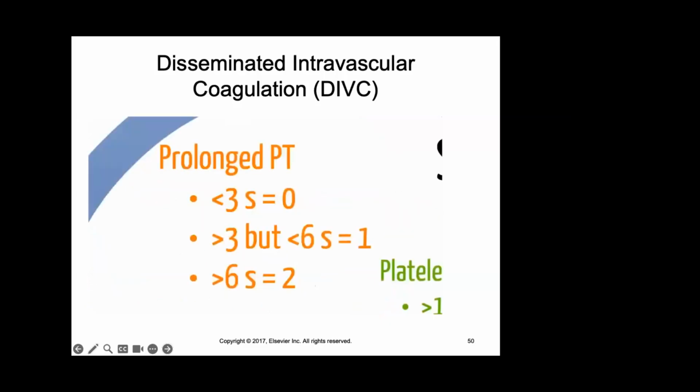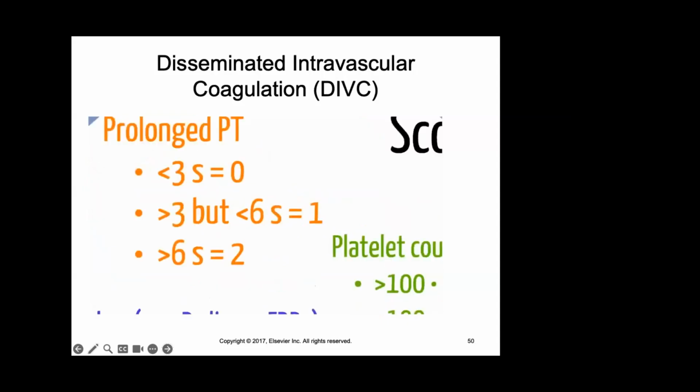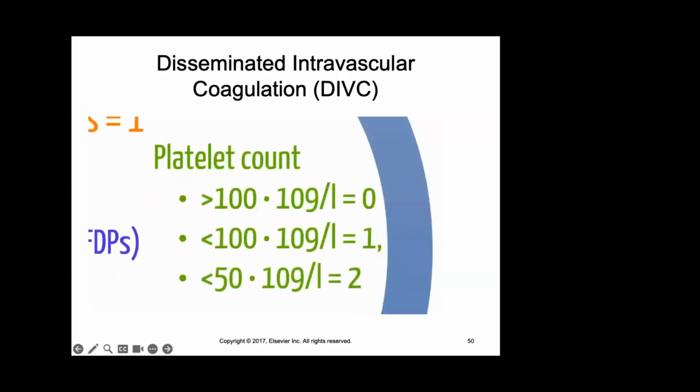So for your PT, if your PT is less than 3 seconds, you get 0 points. Greater than 3 but less than 6 seconds, you get 1 point. And then greater than or equal to 6 seconds, you get 2 points. Now let's move to the platelet count. So for patients who have a platelet count of greater than 100,000, you get 0 points. For patients who have platelets between 50 and less than or equal to 100,000, you get 1 point. And less than 50,000, you get 2 points.